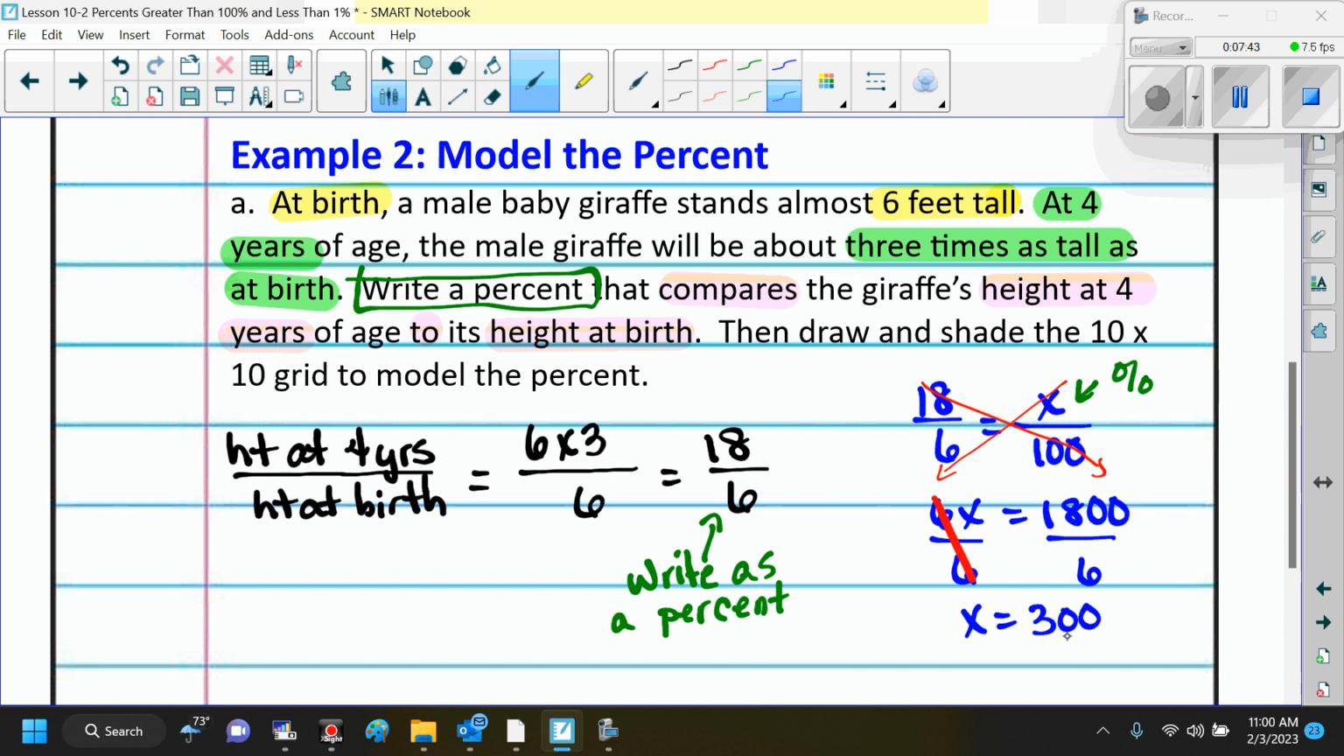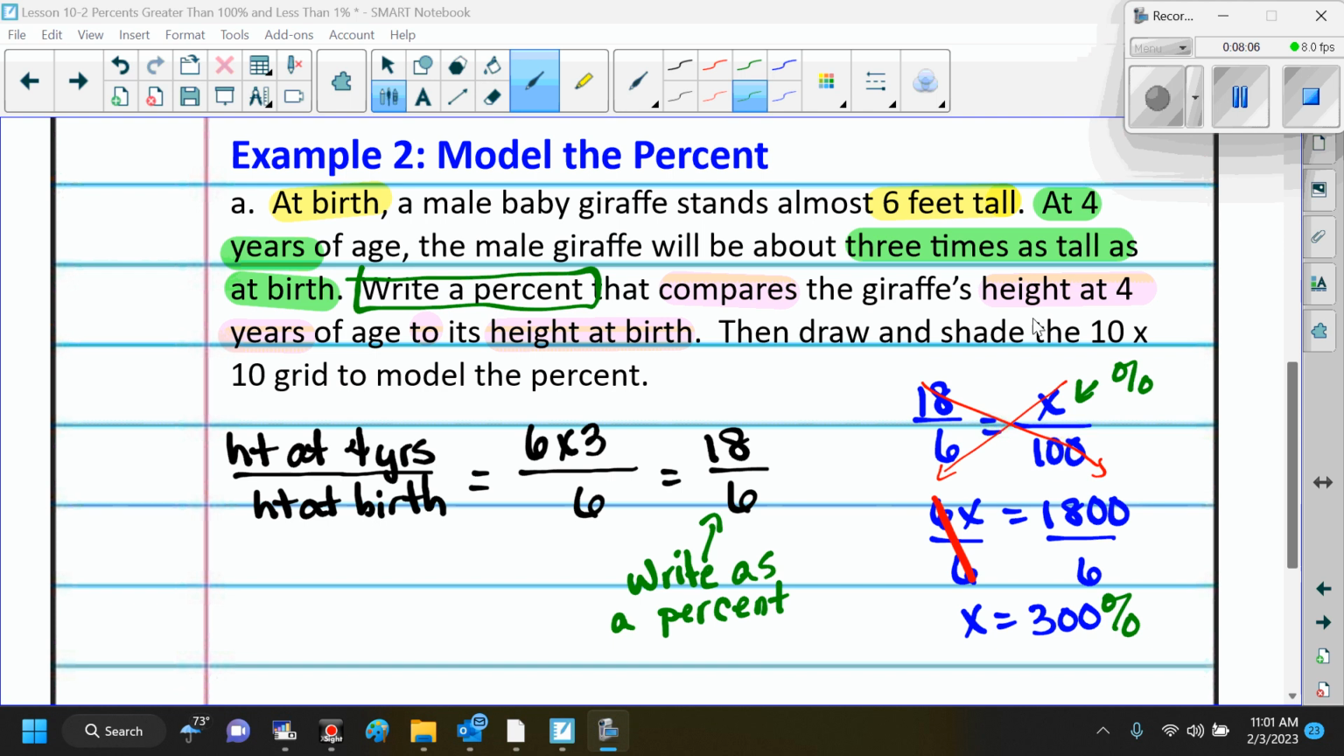So that 300 goes up here, right? That's 300 per 100. Is everybody with me? So if that's 300 per 100, this 300 represents what? 300 percent. Per 100 means percent.